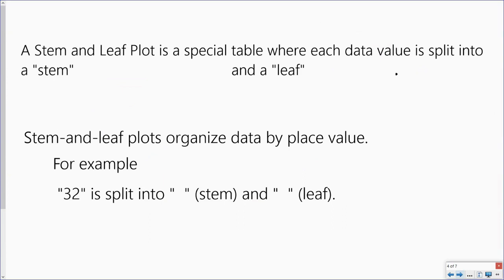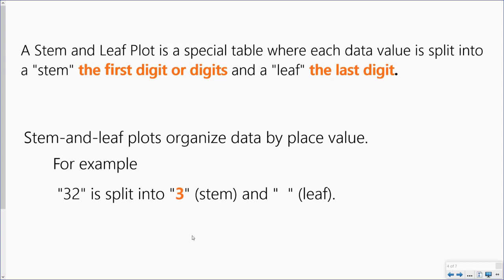So a stem and leaf plot is a special table where each value is split into a stem, the first digit or digits, and a leaf, which is the last digit. Stem and leaf plots organize data by place value. For example, 32 is split into 3, which is the stem, which represents the 30s, and 2, which is the leaf, or represents the ones.